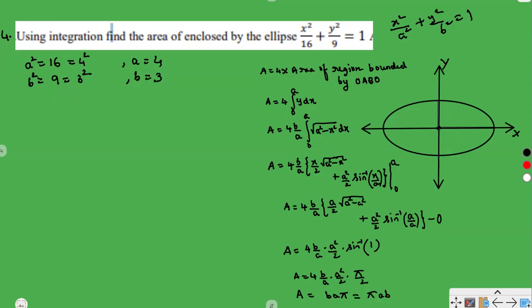Take this first. Now draw the ellipse and origin.